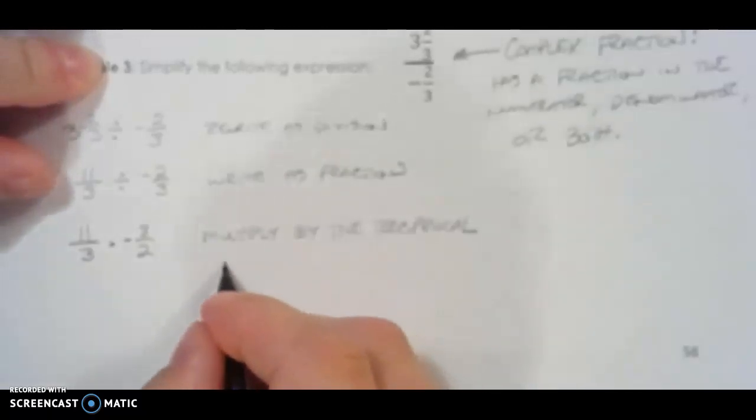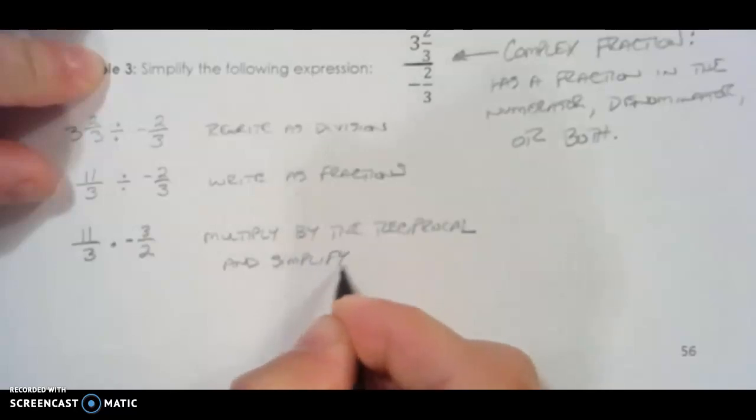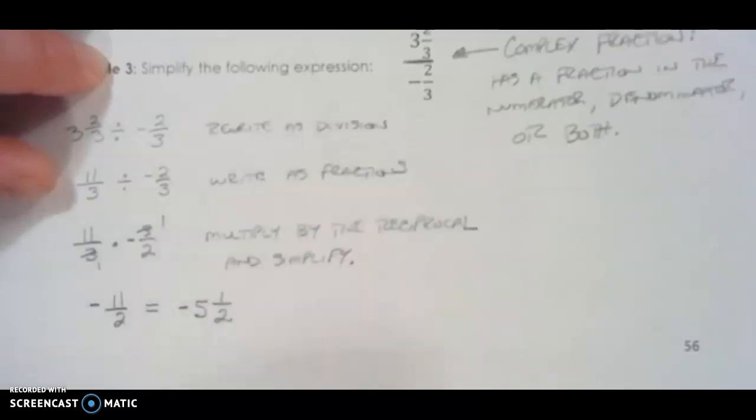All right, and then simplify if possible. And in this case, we can simplify with the 3's. Each 3 is going to become a 1. Okay, and now we're ready to do the multiplication. This is going to be negative 11/2. A positive times a negative is a negative number. And then I can just rewrite that as the answer, negative 5 1/2.